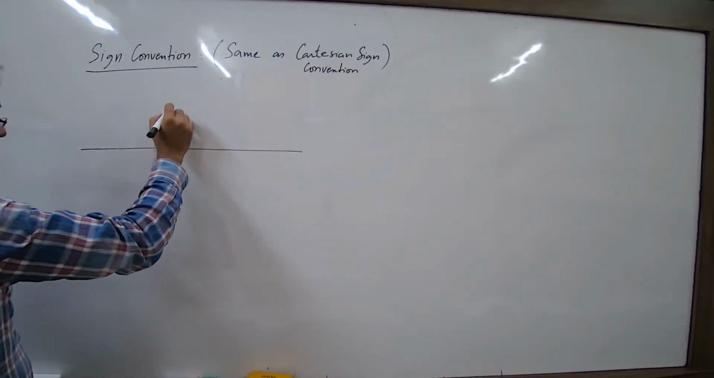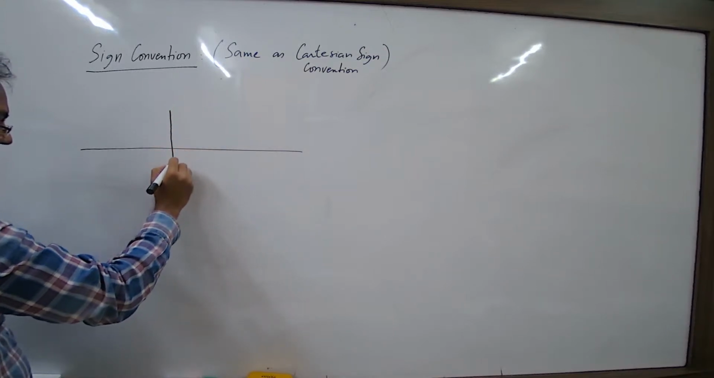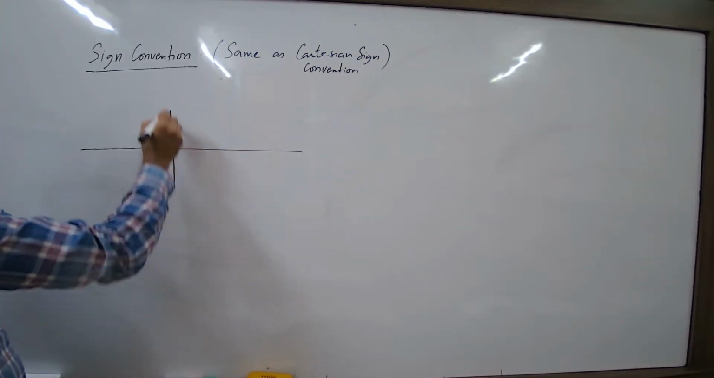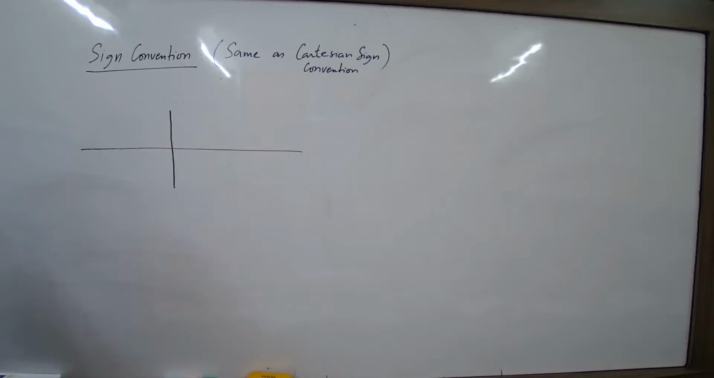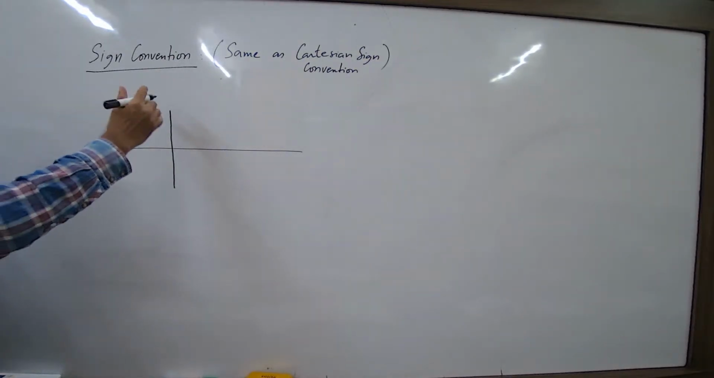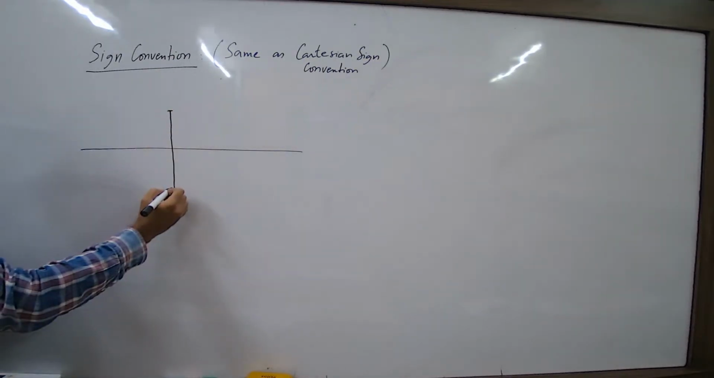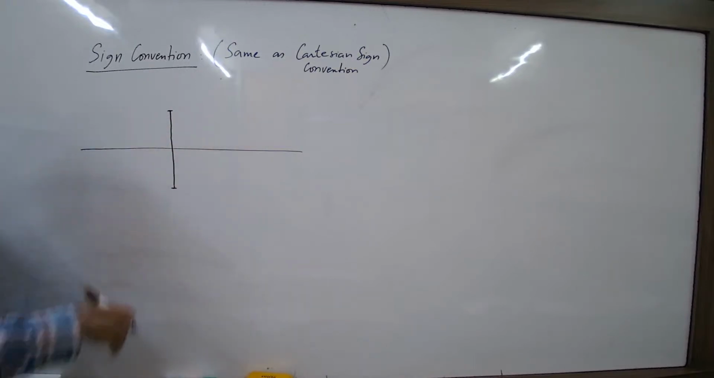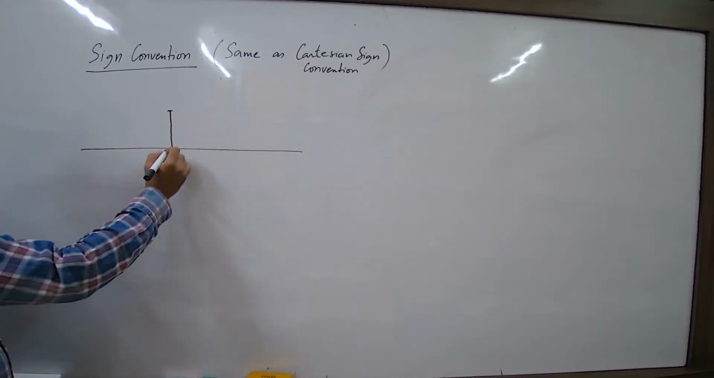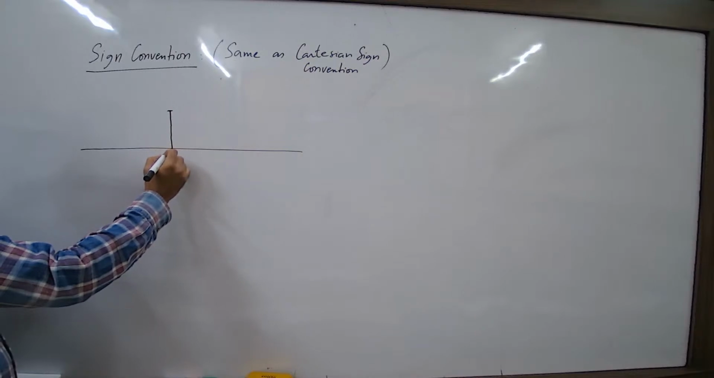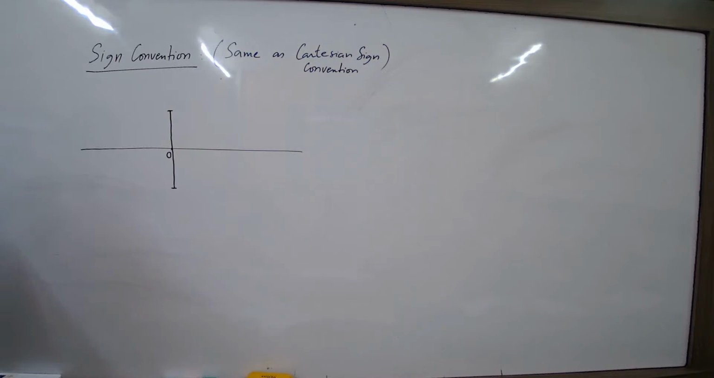So the lens is placed here. The y-axis is the aperture of the lens. What is aperture? The diameter of the lens. Okay, this is the y-axis. And what is the intersection? It is the optical center. So the origin of the x and y axes is the optical center of the lens. Is it clear?